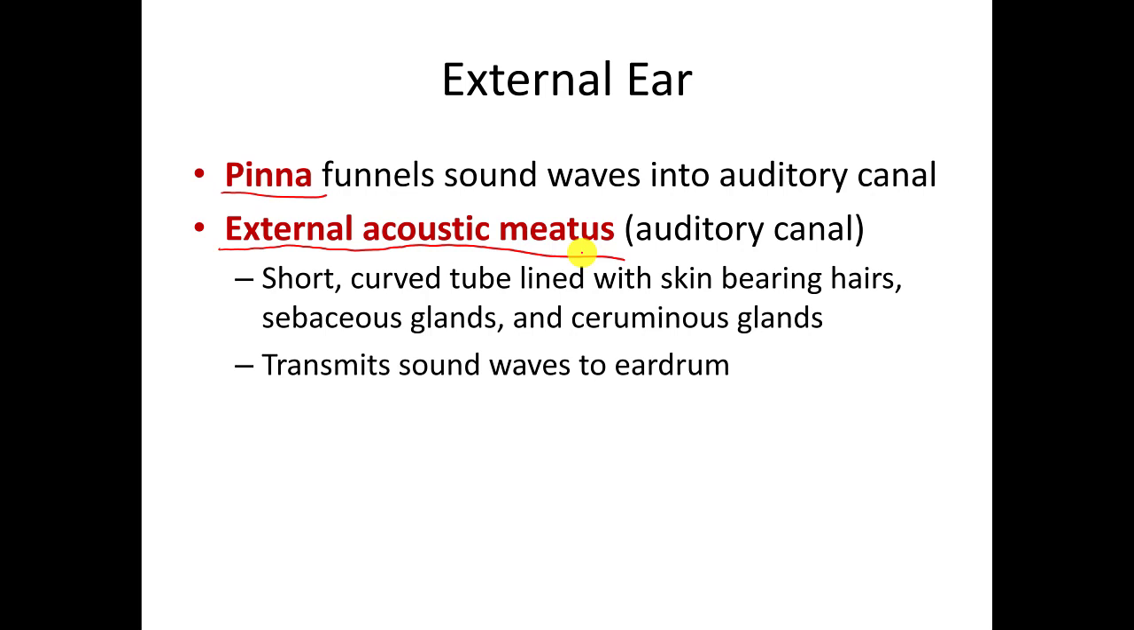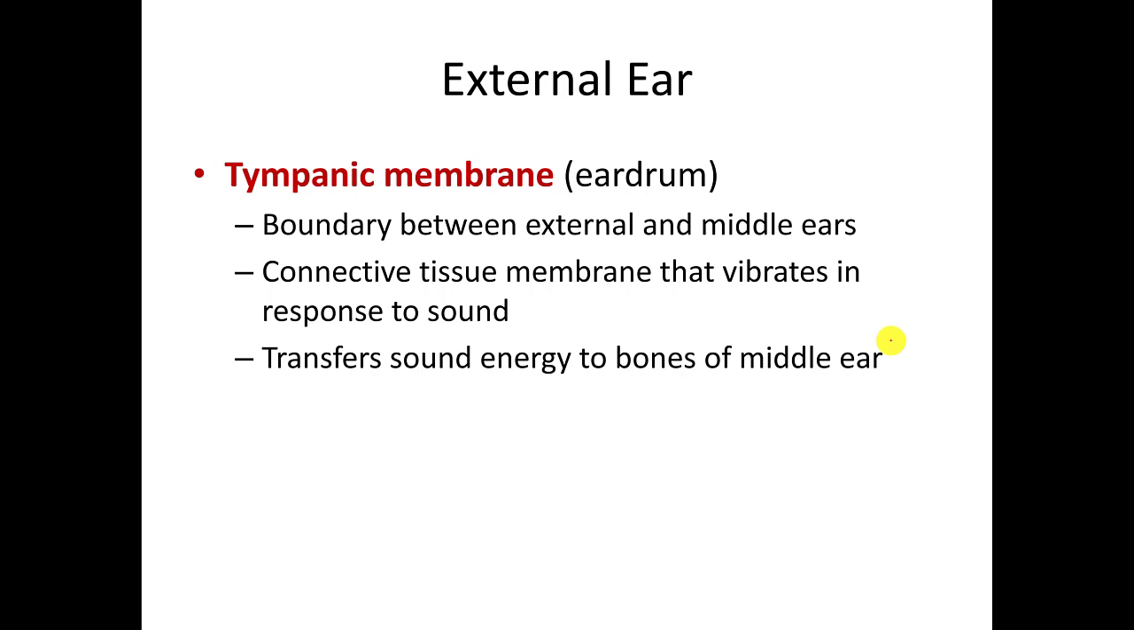Same thing. This is basically a tube that's lined with sebaceous glands and ceruminous glands. Now remember that term cerumen. We looked at this way back in the beginning of the semester. Cerumen is basically earwax. So these are the glands that secrete earwax. And the whole focus of the pinna and the external acoustic meatus is to help transmit sound waves so that they can hit the eardrum. So the external ear ends at the eardrum, which we call the tympanic membrane. This is really the boundary between the external and middle ear.